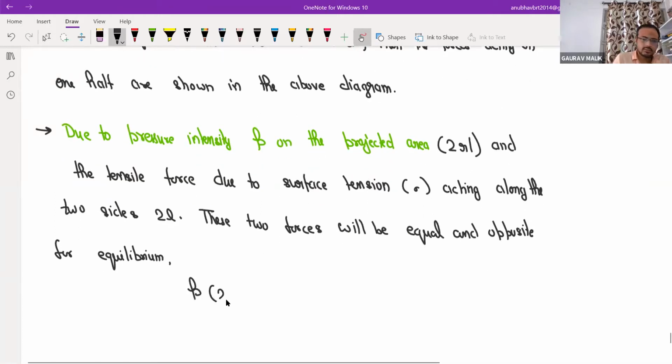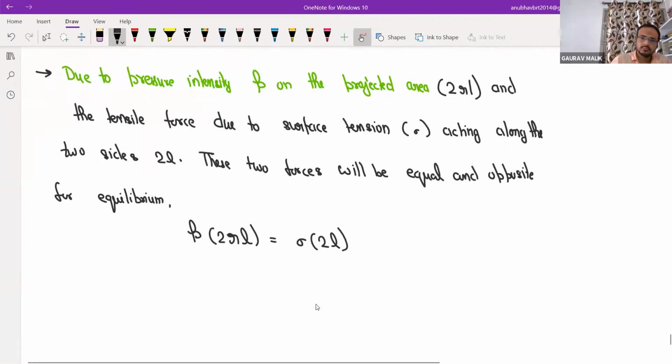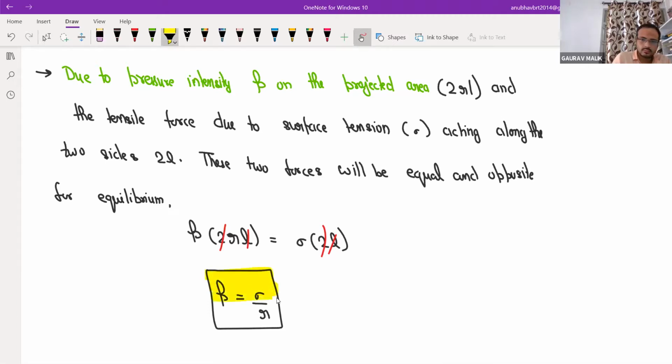P into 2r into L is equal to sigma into 2L. 2 and 2 will cancel out, L and L will cancel out. So P is equal to sigma by r, or delta P is equal to sigma by r.